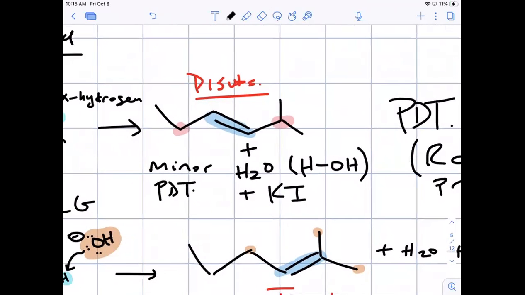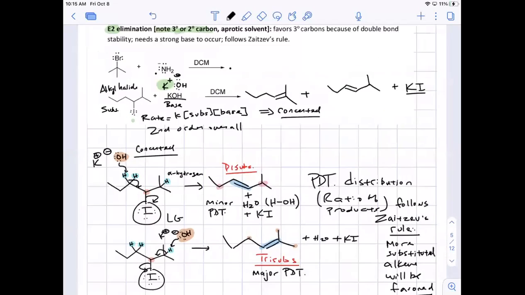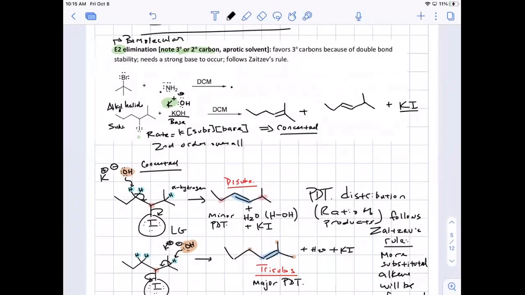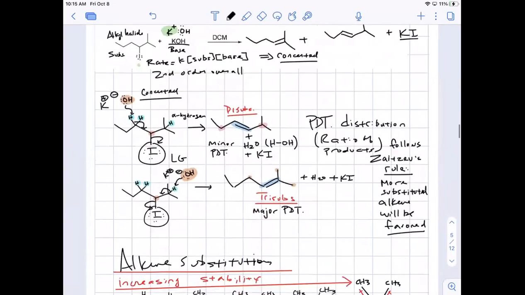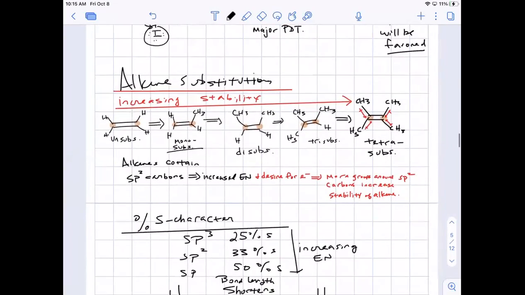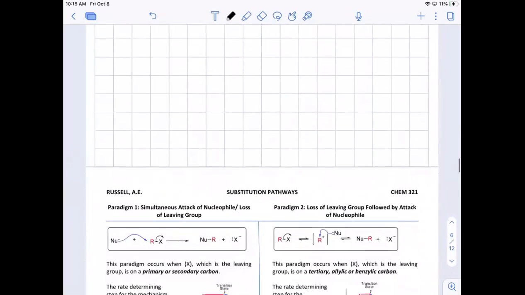All right, so we talked about the fact that the E2 is concerted, and what the rate law will be is just like SN2, it's bimolecular, so it's going to have a two-term rate law. So let me show you a couple of other things relative to the E2.